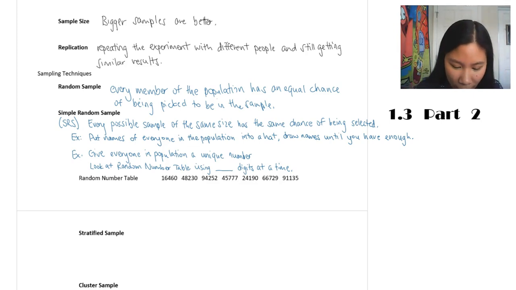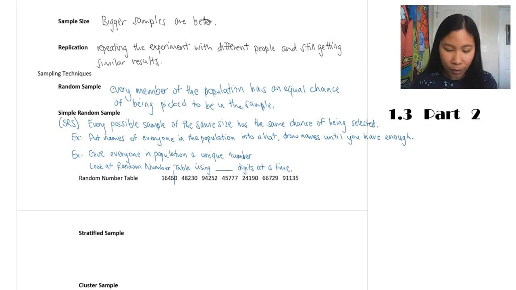Because if we did that, looking at 4 digits at a time, the first number I would see would be 1,646 using this random number table. So whoever was assigned that number would be chosen to be in the sample. And then I would pick the next 4 digits, which would be 0482. Whoever got that number would also be in the sample. And I would continue this method all the way through until I've chosen enough people to be in my sample. That makes it a little bit easier to pick people, while it's still very random. It's kind of like drawing names out of a hat, just with numbers instead.